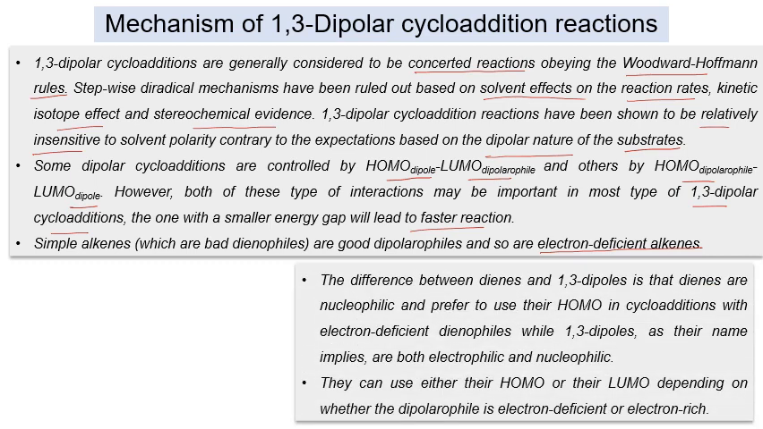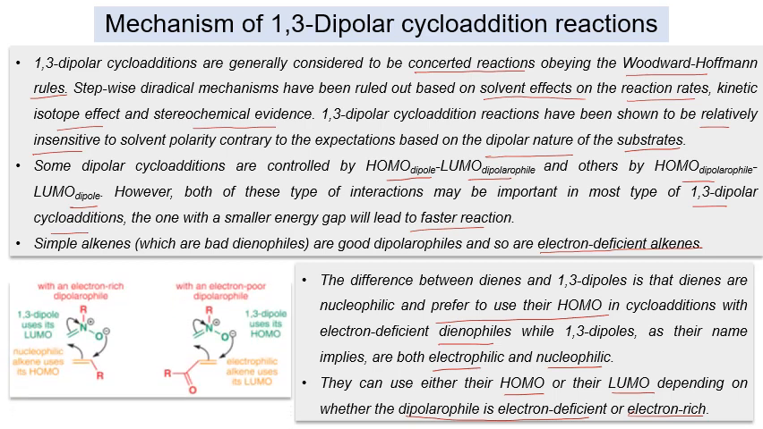The difference between the diene and the 1,3-dipole is that dienes are usually nucleophilic because they have very high HOMOs, and because of which they prefer to use the HOMO in the cycloaddition with electron deficient dienophiles. In the case of 1,3-dipoles, they are both electrophilic and nucleophilic. They can use either their HOMO or their LUMO depending on whether the dipolarophile is electron rich or it is electron poor.